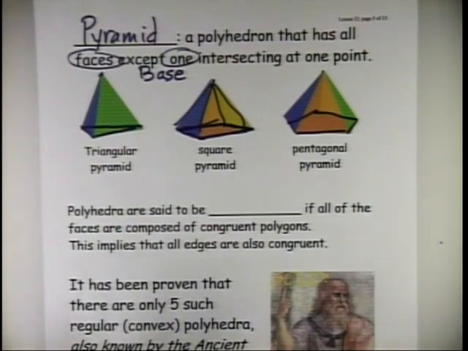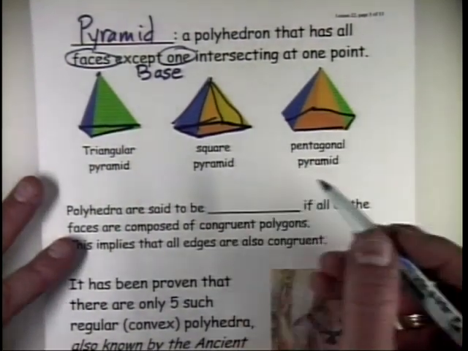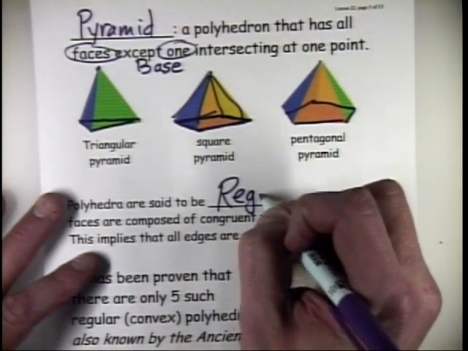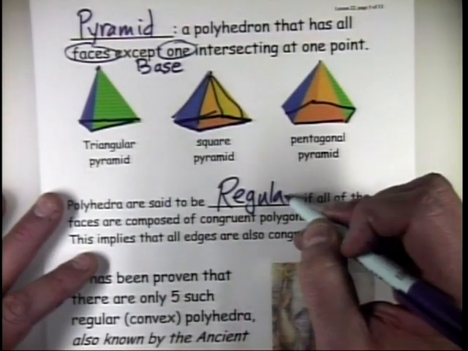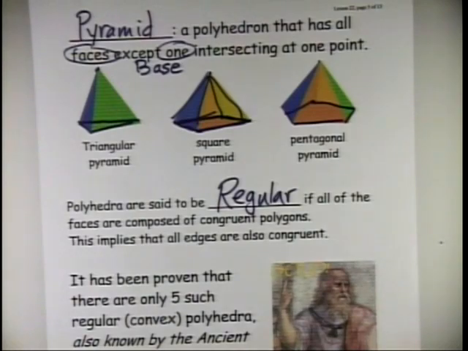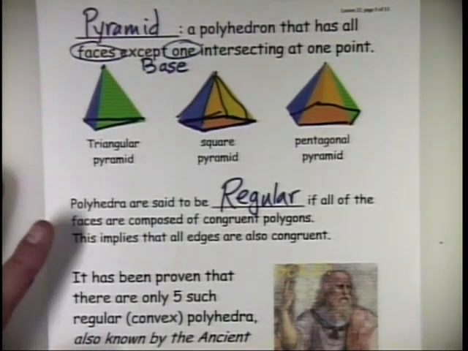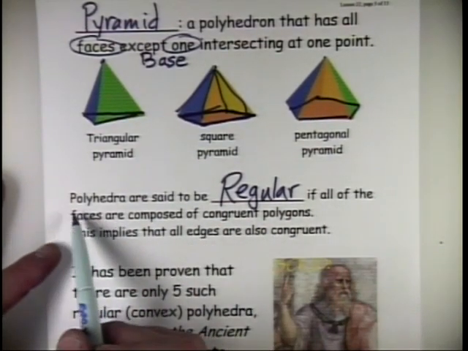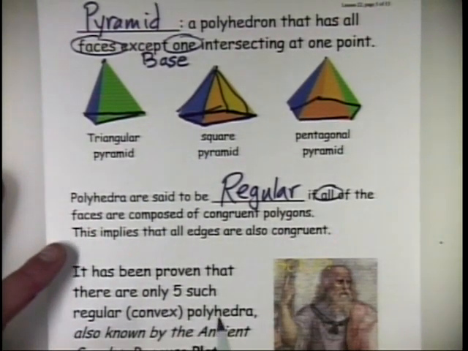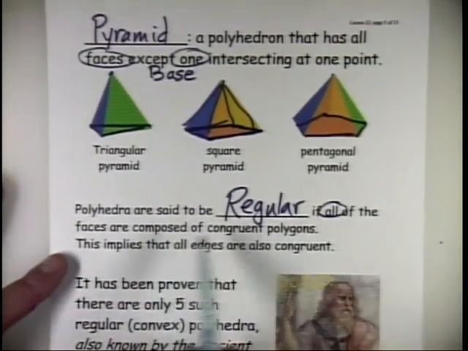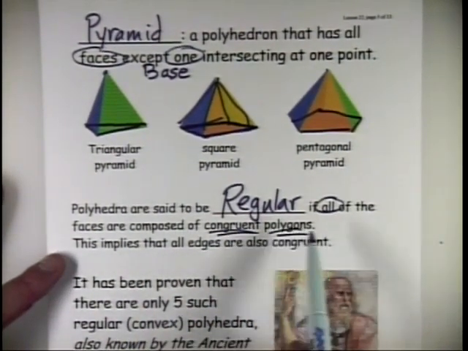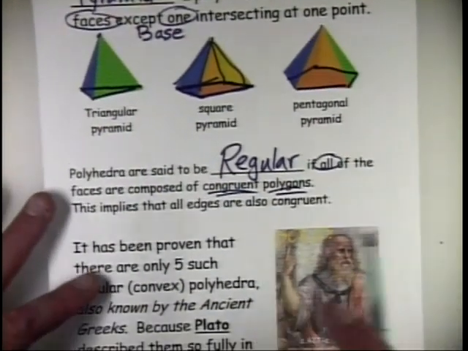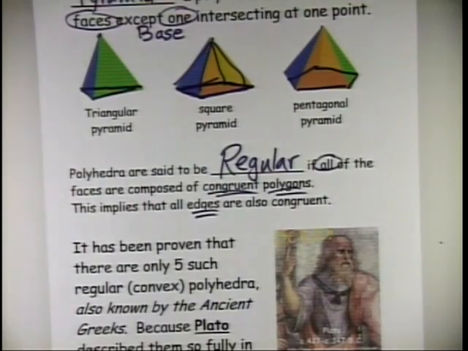Now, polyhedra, beyond that, can also be similar to what polygons were, and that is regular. We had regular polygons, which meant all the sides and all the angles were congruent. Well, we can have regular polyhedra as well. And a regular polyhedron is basically one where all the faces, not some of them, not just the top, not just the bottom, but all the faces, the lateral and the bases, are composed of congruent polygons. Well, this would also imply that all the edges are the same length.